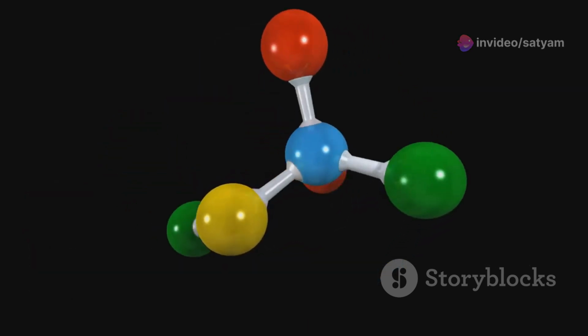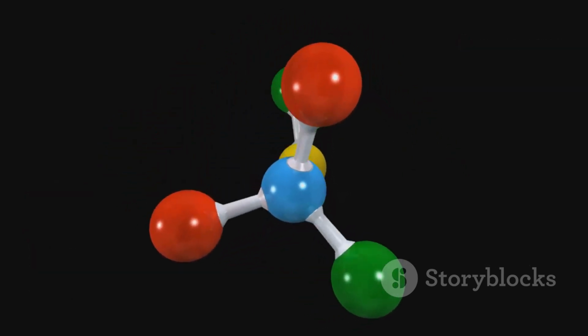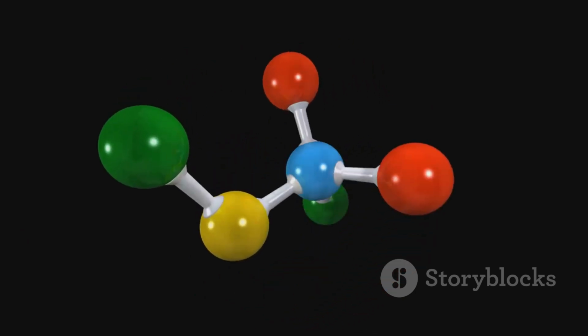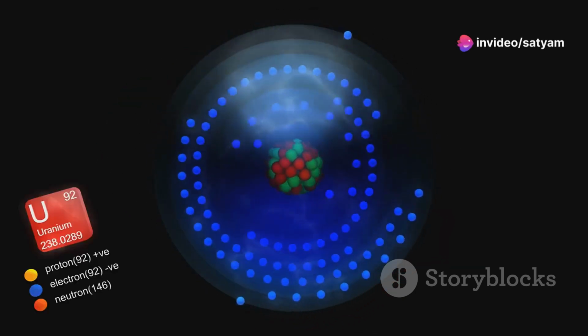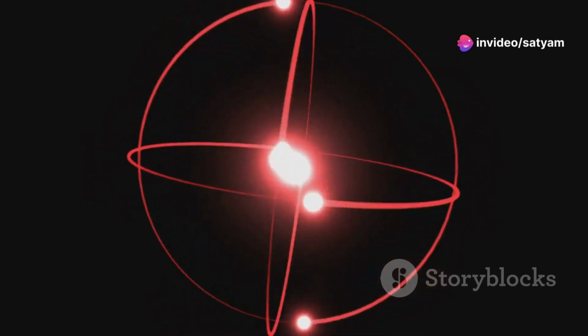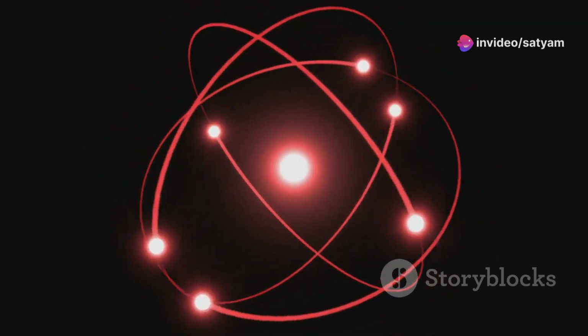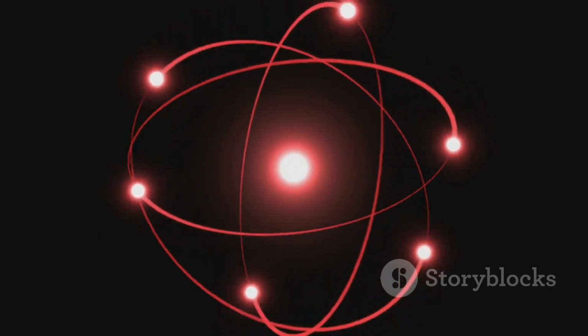Electronic configuration forms the bedrock of our understanding of chemical bonding, reactivity, and the properties of elements and compounds. By deciphering the arrangement of electrons within atoms, we gain insights into the forces that govern the interactions between atoms and the formation of molecules.